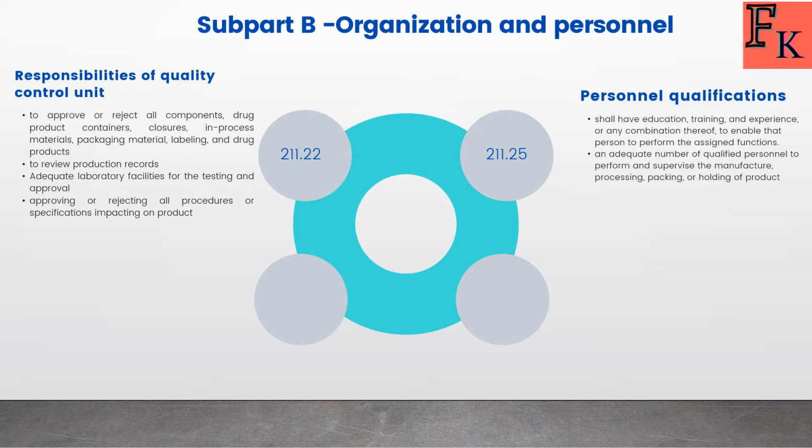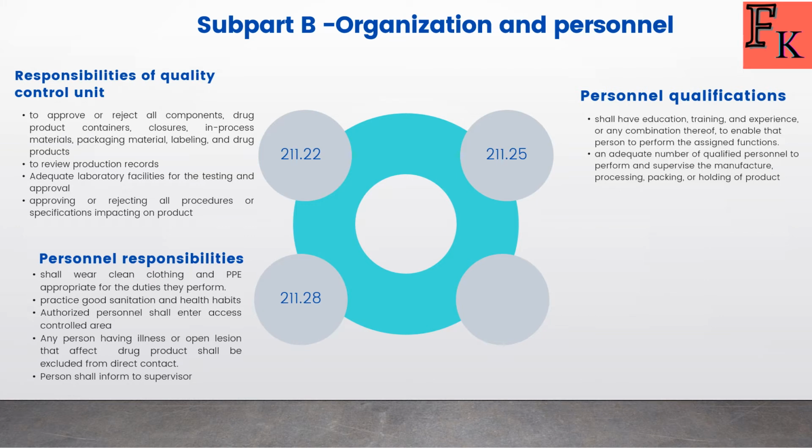And second is an adequate number of qualified personnel to perform and supervise the manufacture, processing, packing or holding of product. So an adequate number of personnel should be available to perform all tasks. The third one is 211.28, which is applicable for personnel responsibilities. So all persons should wear clean clothing and use PPE appropriate for the duties they perform. Second, they should practice good sanitation and health habits.